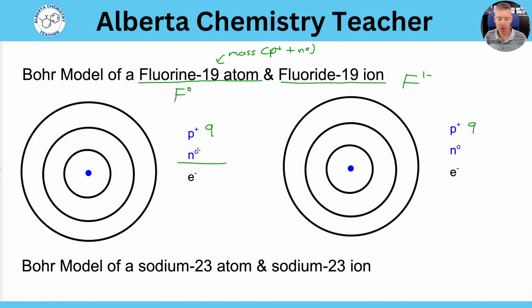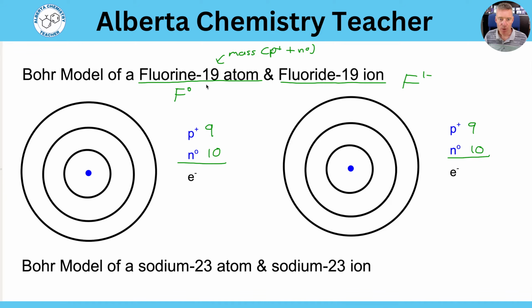Now the mass is going to be what I've kind of color-coded in blue. There in the middle, blue, 9 plus something has to add up to this 19, so there must be 10 neutrons. That gives us our 19. This is also fluoride ion 19, so charged, but it still has a mass of 19, so same mass, same proton count. It's just the electron count that's going to vary.